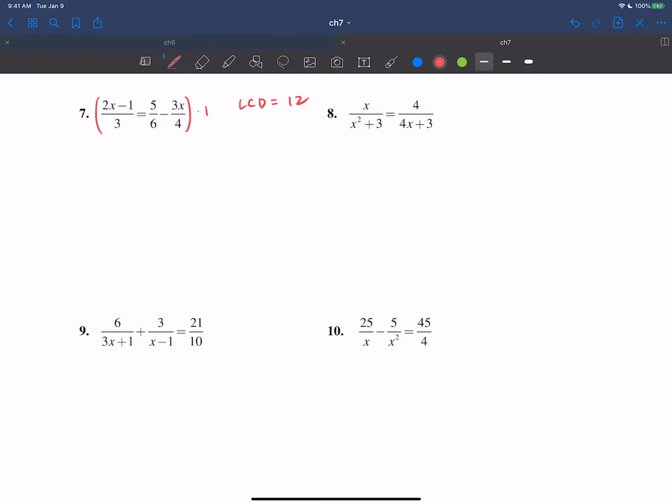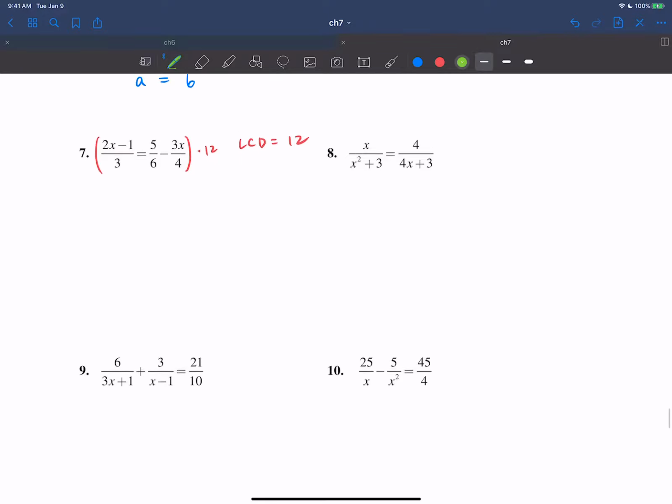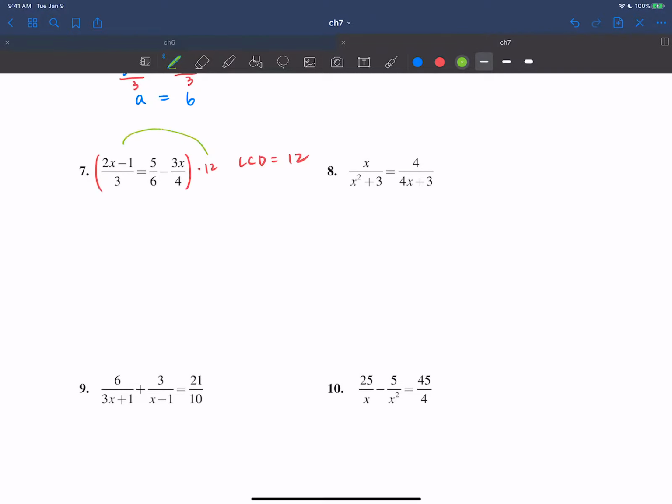Multiply the entire equation by 12. And notice that we have 3 terms in our equation, so you're going to distribute that 12 3 times. I'm going to multiply right away. So the first term, if you cancel out 3 and 12, you have a 4 on the top. Equals, cancel out 6 and 12, you have a 2 on the top. So 5 times 2. And then finally, cancel out 4 and 12, you have a 3 on the top. So 3 times 3x. And then you simplify this equation.